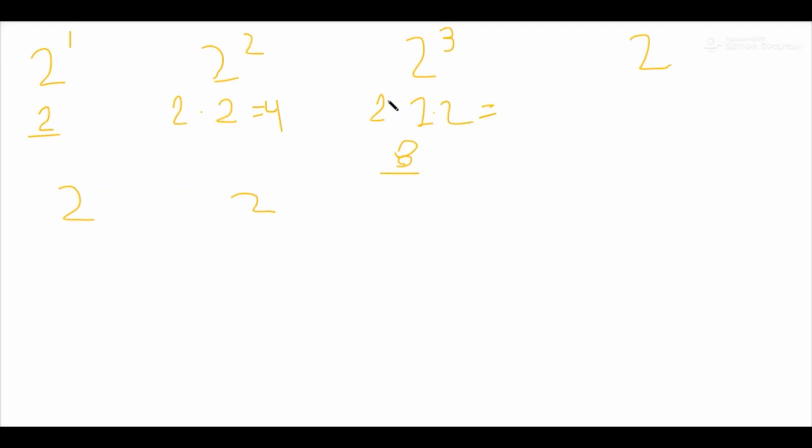Now let's say we had 2 to the power of 3. Because this is 2 times 2 is 4, 4 times 2 is 8. Let's say we had 2 to the power of 4. 2 to the power of 4 is 2 times 2 times 2 times 2. That's 4 times 2 times 2. So 4 times 2 is 8, which times 2 is 16. And 2 to the power of 4 is 16.